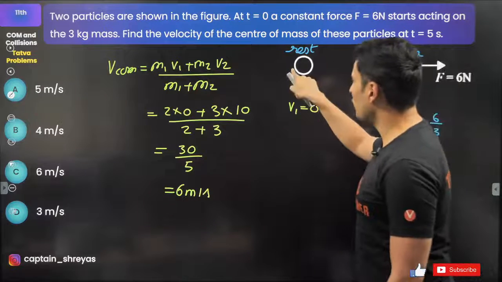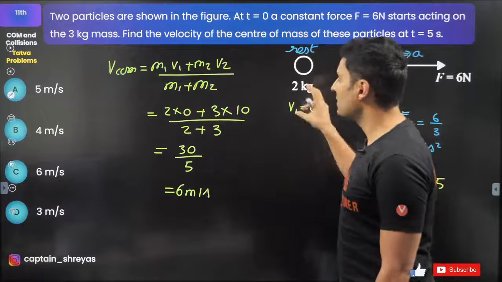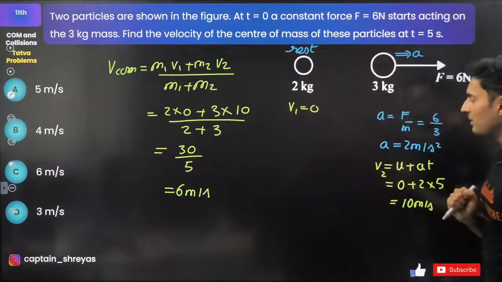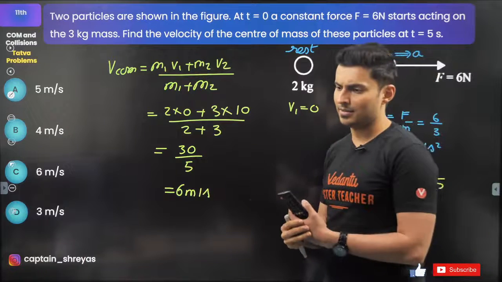Oh, slightly different question. If there was another force on this guy, then you would have found out this guy's acceleration, this guy's velocity in a very similar way. And then again using this formula, you would have got the newer answer.